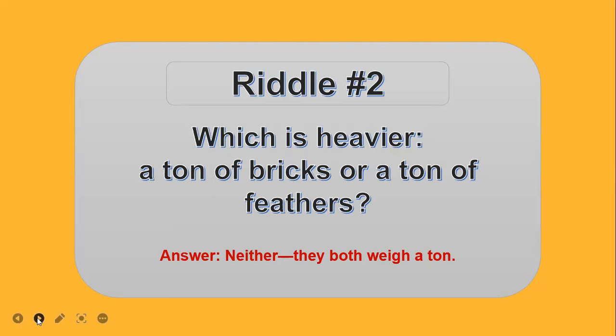Okay, so your answer is correct. Neither means none. There's no heavier than the other one because they are both a ton. So the same weight, right? So very good. And for this one, some will get confused because they think that bricks are heavier, and feathers are very light. But in this question, there's the word ton for bricks and feathers. So you were correct. Very good. Some people say bricks if they don't read it properly. Okay, good job. Next one.